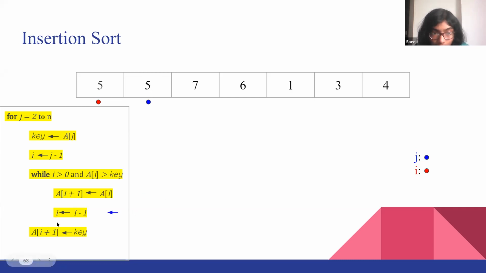Now what are we doing? We're setting the value of i to i minus 1. So what will i become? 4.